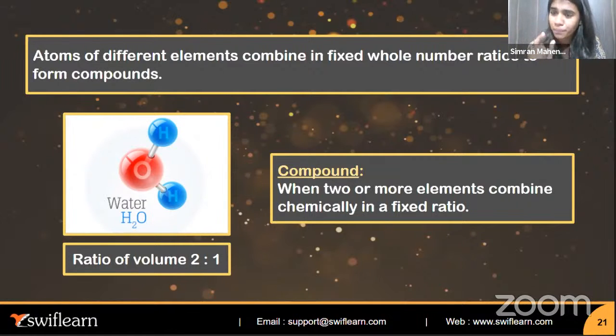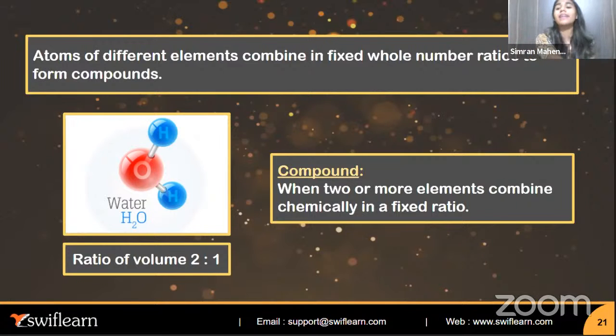What do you mean by fixed ratio? H2O makes one water molecule. That is two atoms of hydrogen and one atom of oxygen, yes or no? Wherever you go, whichever part of the earth you go, the formula for water would be H2O, right? If I take two different buckets of water, will one be HO and the other H2O? No. For water, the formula is always constant: two atoms of hydrogen and one atom of oxygen. That is what I meant by saying atoms combine together in a fixed whole number ratio to form a compound.